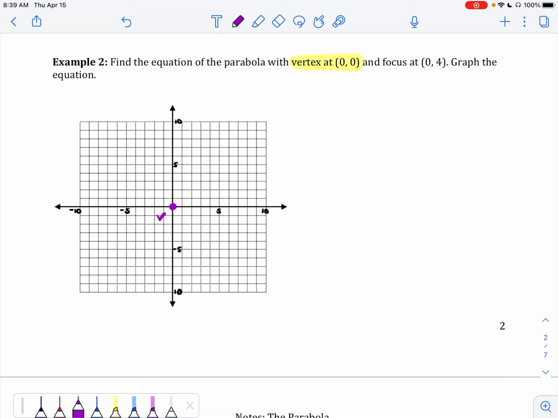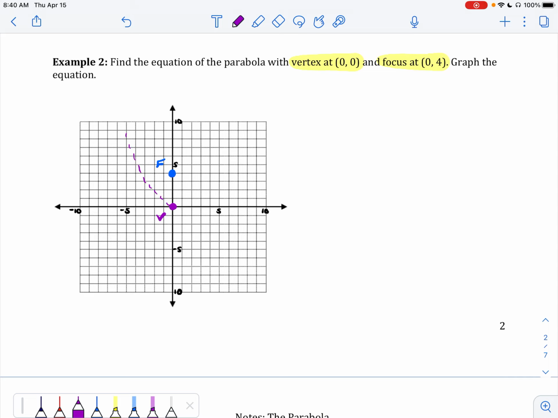And I like to graph this out, even though the goal isn't to graph this function, it's just to find the equation of the function. It's still helpful to graph it so that we can get a visual of what's happening, which will help us figure everything out a little bit easier, I think. Okay, so we have our vertex at 0, 0, and then it says we have a focus at 0, 4. So the focus is right here at 0, 4.